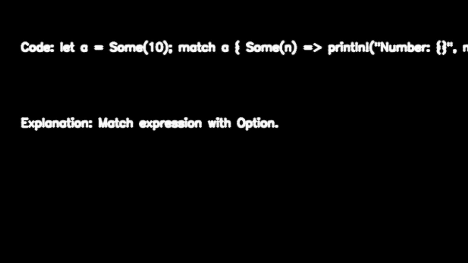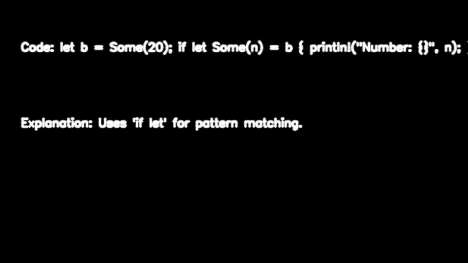Code. let sum = v.iter().fold(0, |acc, x| acc + x); Explanation: folds a vector to calculate its sum. Code. let a = Some(10); match a { Some(n) => println!("number {}", n), None => println!("no value") } Explanation: match expression with Option.